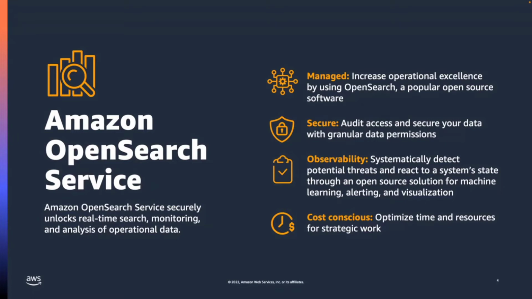We also have observability features that will allow you to systematically detect any potential threats and react to those threats by scanning through all the data and logs that you're bringing into the cluster. We also have capabilities like alerting, anomaly detection, machine learning, and others. And the goal of Amazon OpenSearch Service is to keep your costs low and help you to scale your workloads.